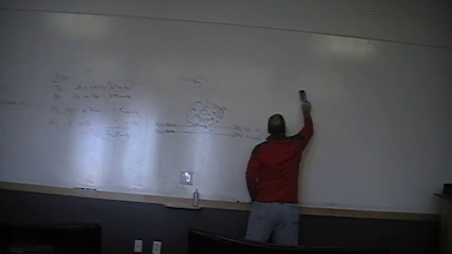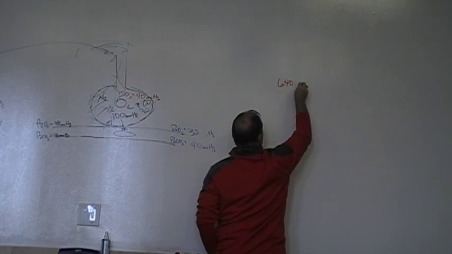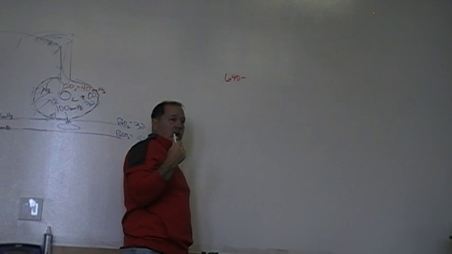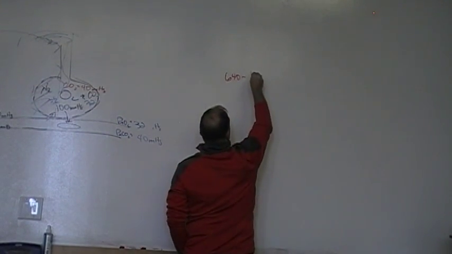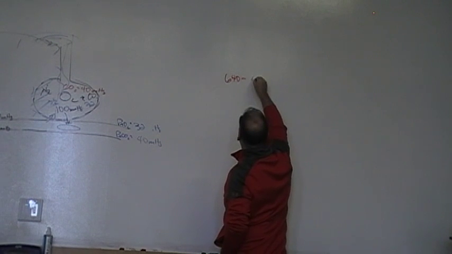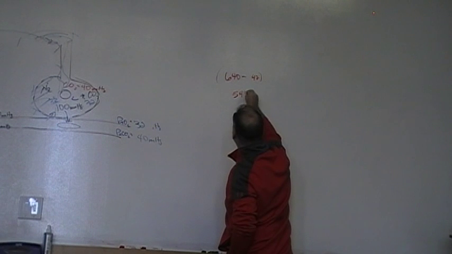In Salt Lake, we're going to say the barometric pressure is 640 millimeters of mercury. What do we have to do to any air we breathe into our lungs? Add water vapor to it. And at 37 degrees, how much is that? 47 millimeters of mercury. 640 minus 47 is 593.